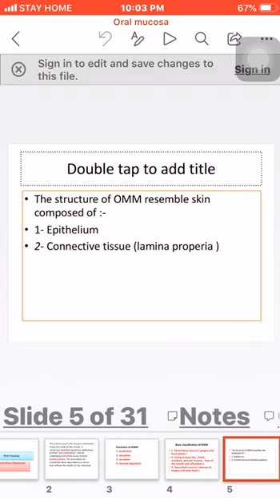The structure of the oral mucosa resembles skin. It's composed of two portions. First is the epithelia, which is the oral epithelia, and the second is the connective tissue underlying the epithelia, called the lamina propria.